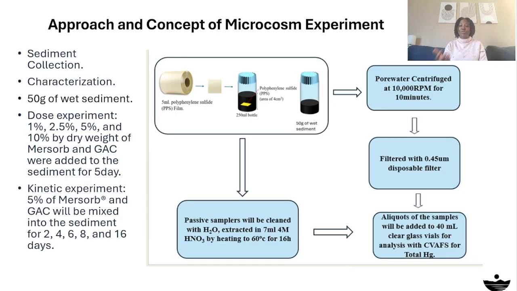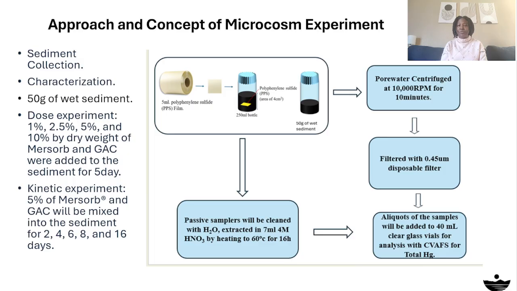To do this, we set up this approach. Sediment will be collected from the reservoir and characterized. 50 grams of wet sediment will be added to the bottles of our microcosm experiment. For the dose experiment, 1, 2.5, 5, and 10% MESOP and granulated activated carbon will be added to the sediment for 5 days. And for the kinetic experiment, 5% of MESOP and granulated activated carbon will be added to the sediment for 2, 4, 6, 8, and 16 days.